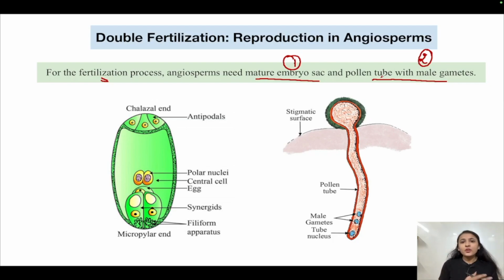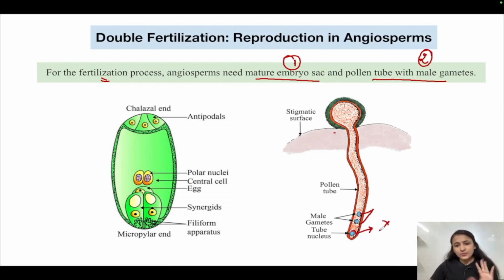Obviously the presence of a mature embryo sac which has an egg cell, and the second requirement would be the presence of male gametes. And male gametes are delivered how? Up to the micropylar end via the formation of the pollen tube. The pollen grain, when it lands on the stigmatic surface, will germinate. The vegetative cell will germinate and form this pollen tube. Inside the pollen tube are present these two male gametes and one tube nucleus. This tube nucleus will degenerate.